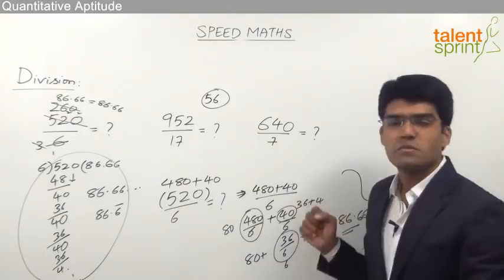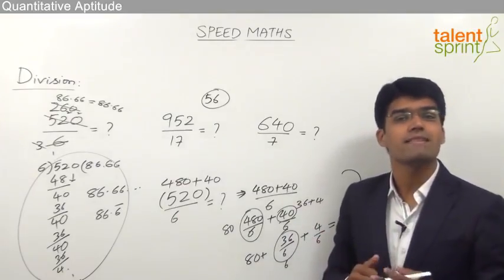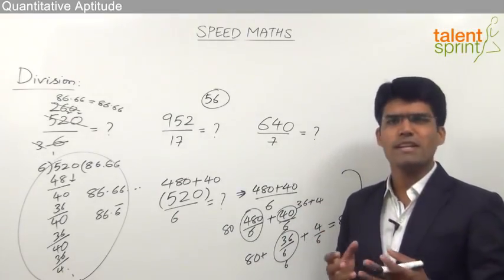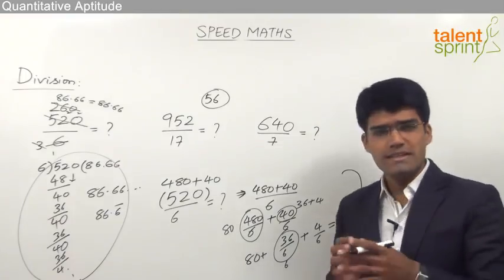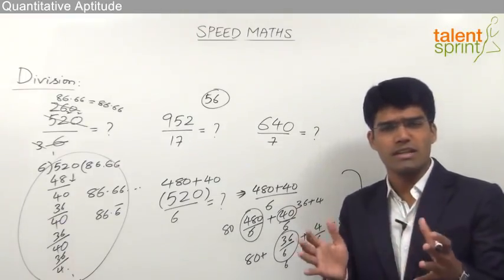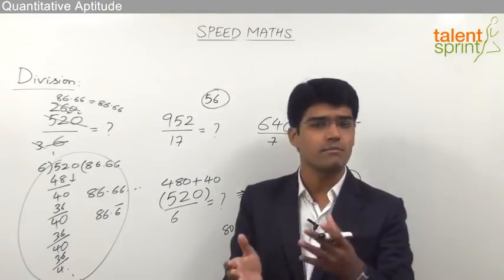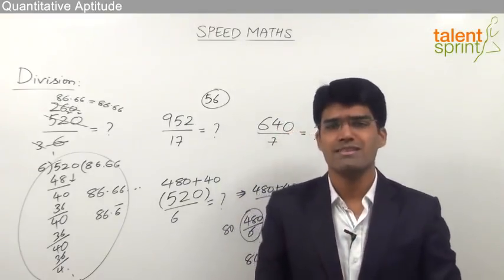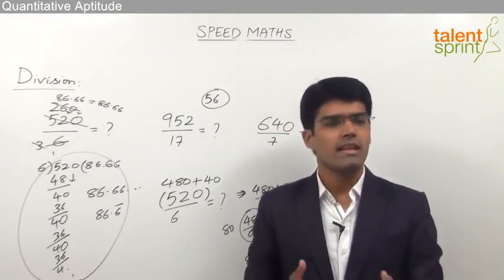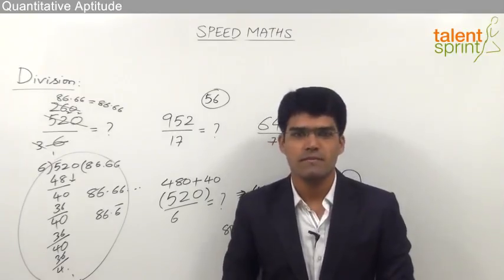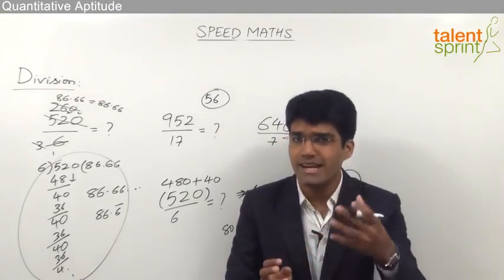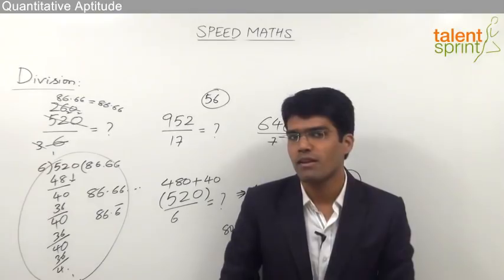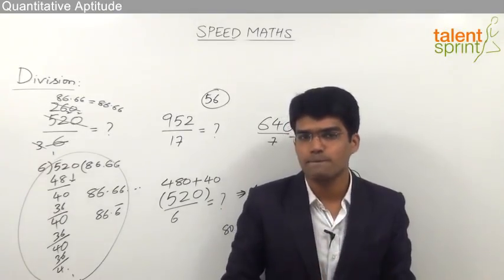Let us now look at the next one, that is 640 divided by 7. What do you think is the closest way to break it? 640 divided by 7. Can we take it as 600 plus 40? Of course not. Why? Because 600 is not a multiple of 7, and 40 also is not a multiple of 7. So let us try to break it in such a way that at least one is a multiple of 7. What do you think is the best way to do that?